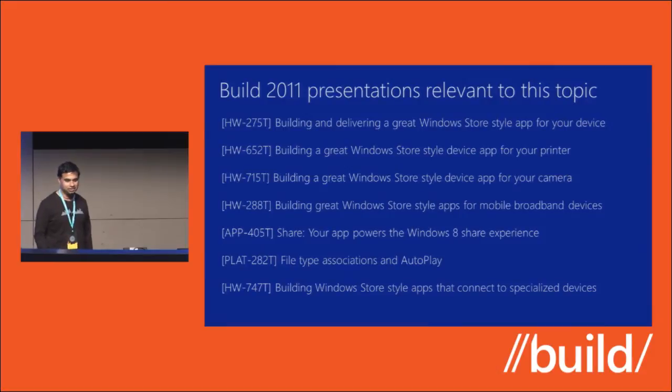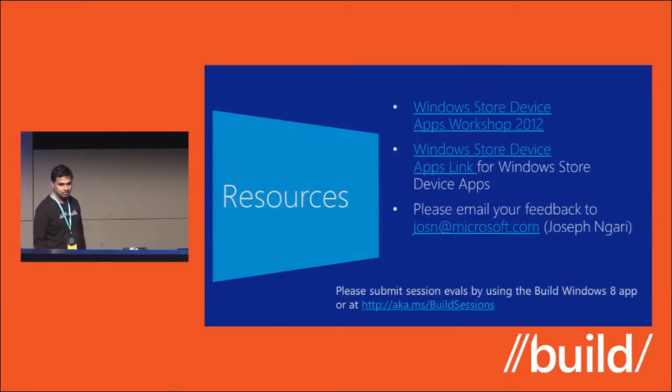So for example, you can see applications. There's a presentation on Windows Store apps in general for devices. There's one for printer and one for camera, one for mobile broadband, and then device scenarios like autoplay. And here are a set of resources. Again, we have this Windows Store Device Apps workshop that was done some time back, and there are a bunch of useful links here to the content from that workshop.